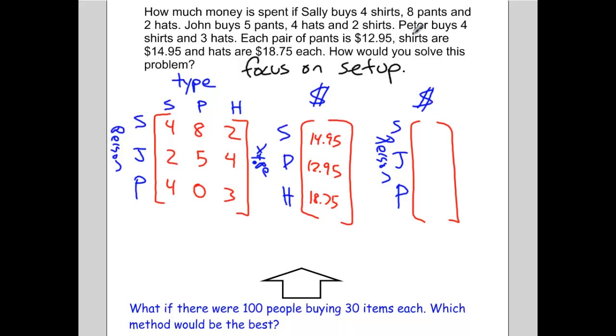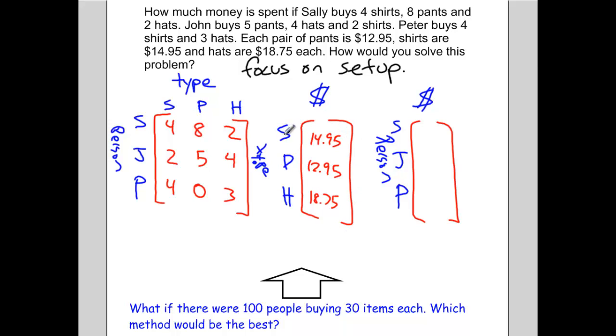All right, so let's first organize the information. Notice I have a matrix set up over here. We have the person, and again, labels are key here. So I have Sally, John, and Peter. And then I have the type of article that they're buying. They're buying shirts, pants, and hats. So notice right here, this data says the first person, Sally, buys 4 shirts, 8 pants, 2 hats. Now notice this matrix controls the price of each item.